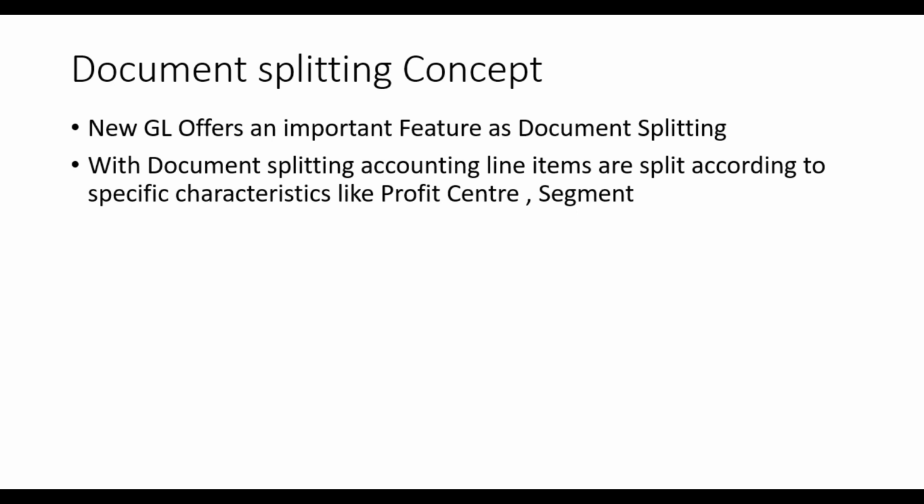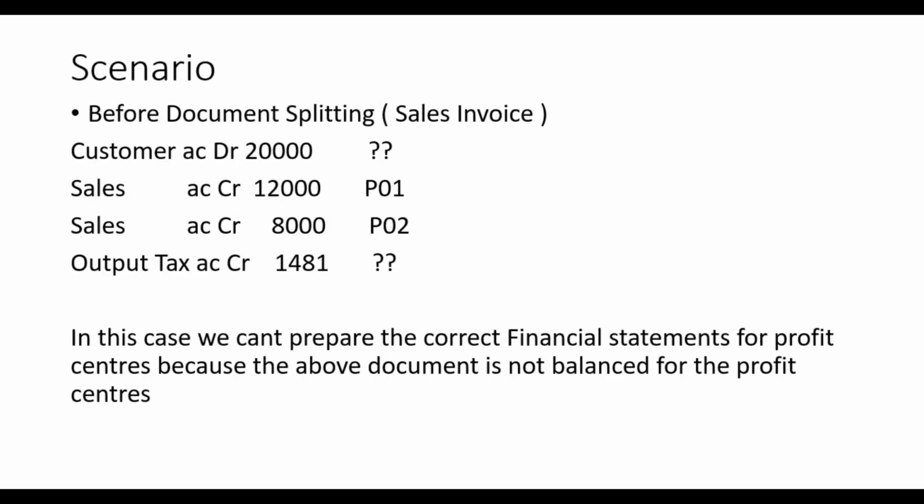For example, this is one scenario I prepared and I'm going to post the transaction here. Suppose I'm going to post one customer invoice. In this case, I'm going to debit the customer 20,000, and assume that we have two plants, and each plant is my profit center. So P01 and P02 are my profit centers, and profit center wise we are maintaining the revenue accounts. These are my revenue accounts with cost element category 11, that is revenue.